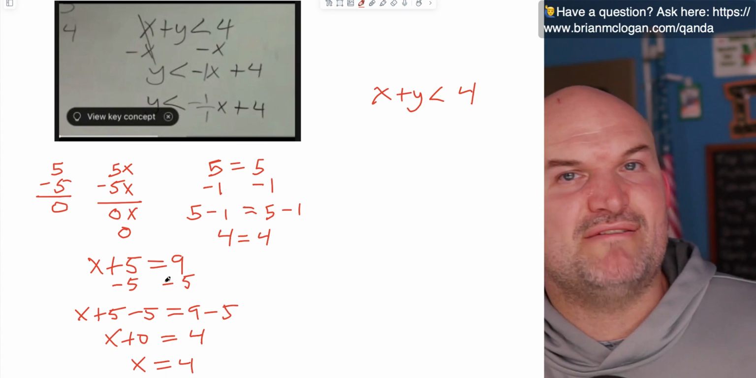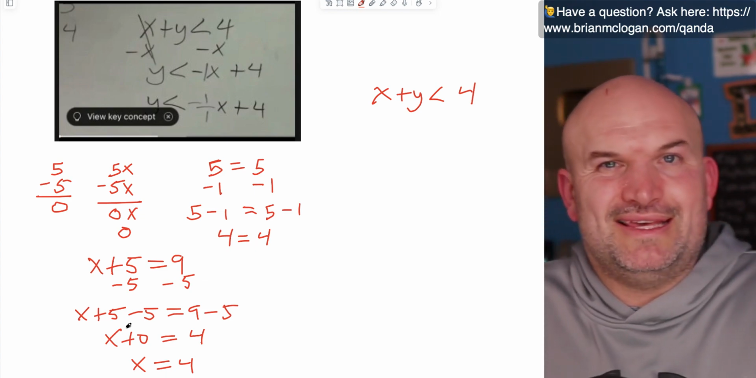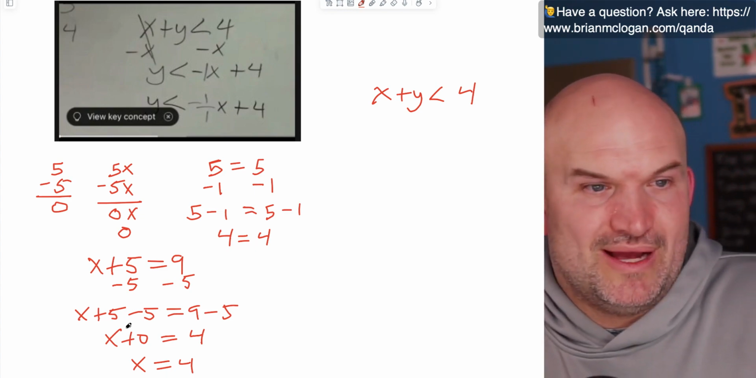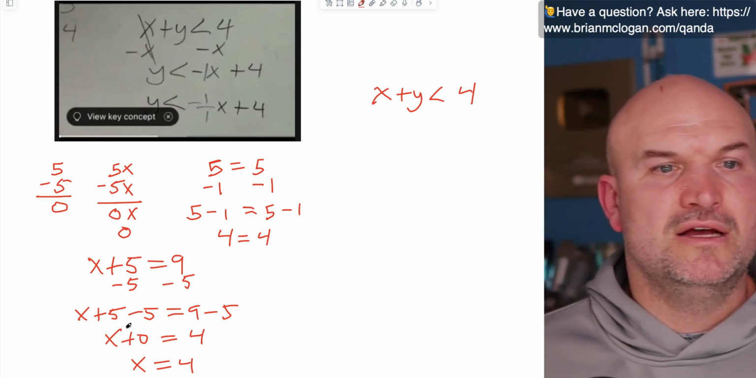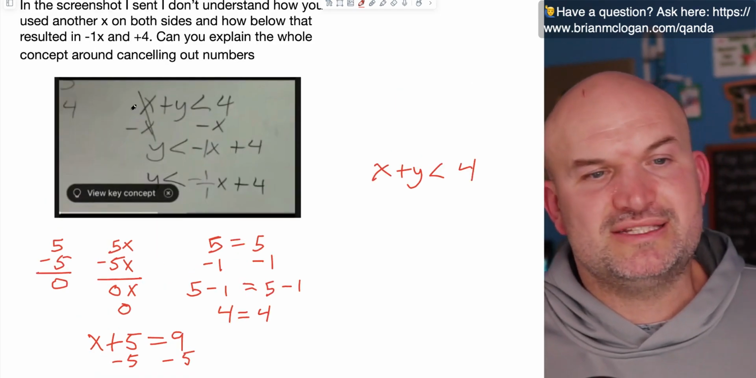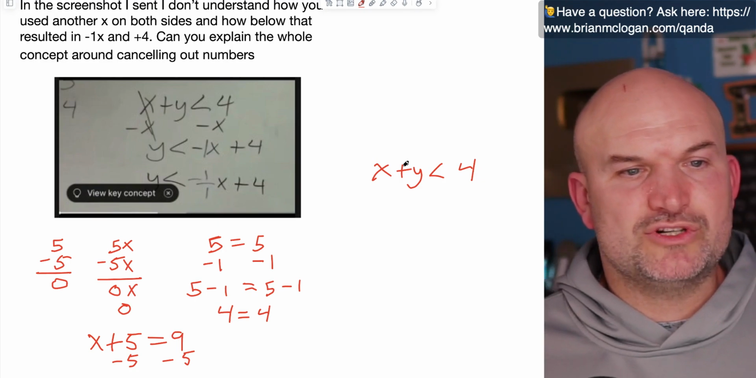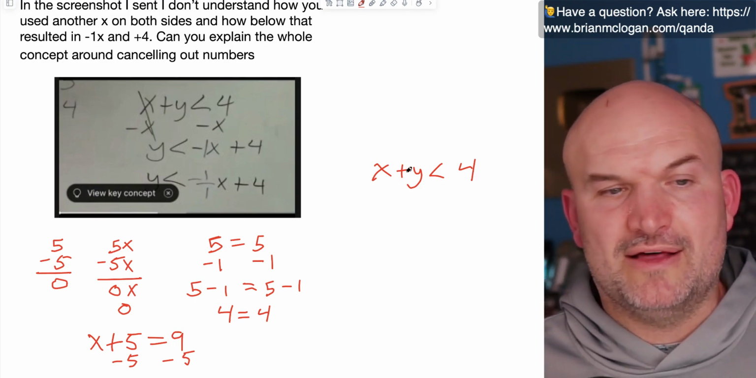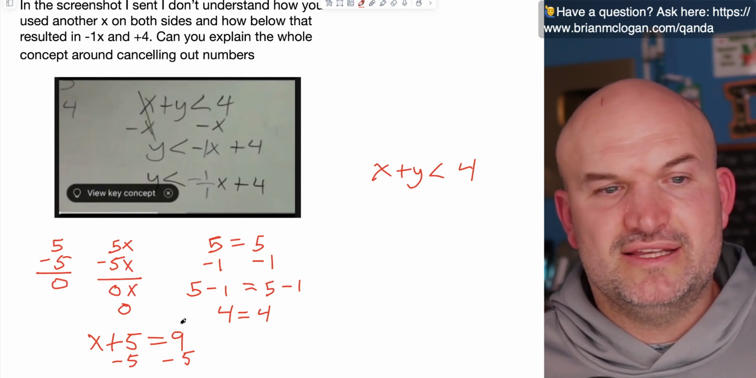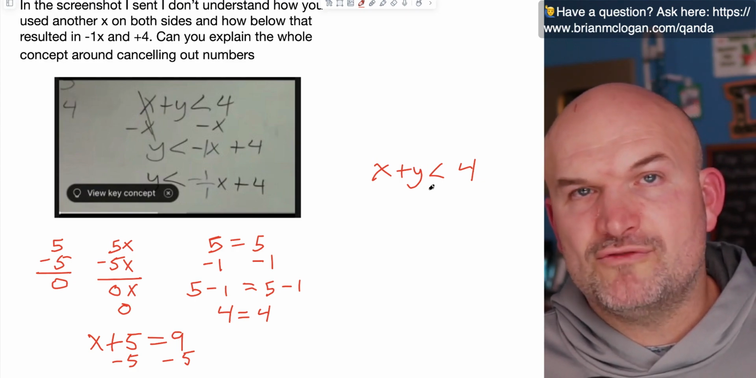So we say subtract 5 on both sides, cancel out, but they're not really canceling out. They're just subtracting to 0, and x plus 0 is equal to x. So in the problem that I was talking about, it's the same thing here. Now in this case, we're trying to undo what's happening to the y. Now this one is not x plus 5. This is x plus y, but we want to solve for the y.